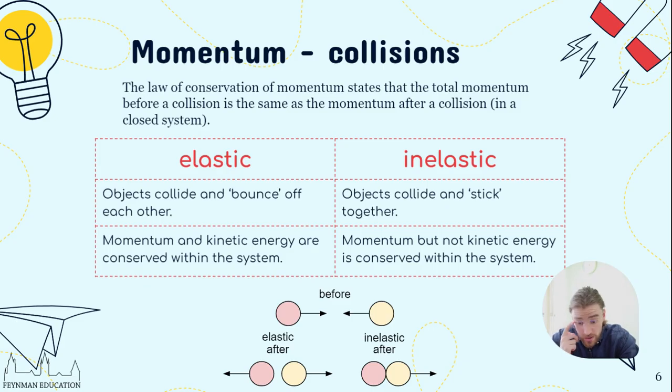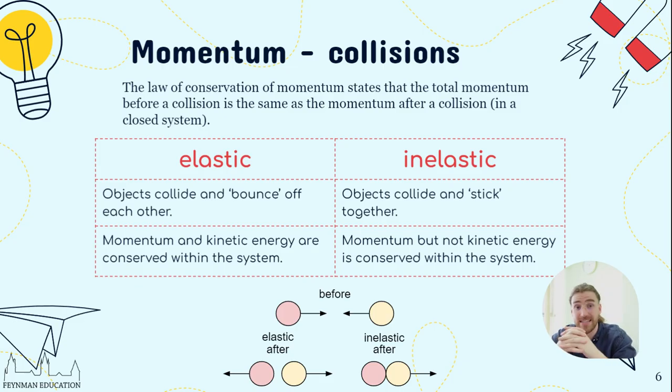Okay, so if we look at elastic collisions, elastic collisions are when objects collide and bounce off one another. The momentum and kinetic energy are conserved within the system, always. Okay, so as they come together, their total momentum before they hit and after the collision is going to be the same. Just in opposite directions, I guess, for each one, but in total, they are the same.